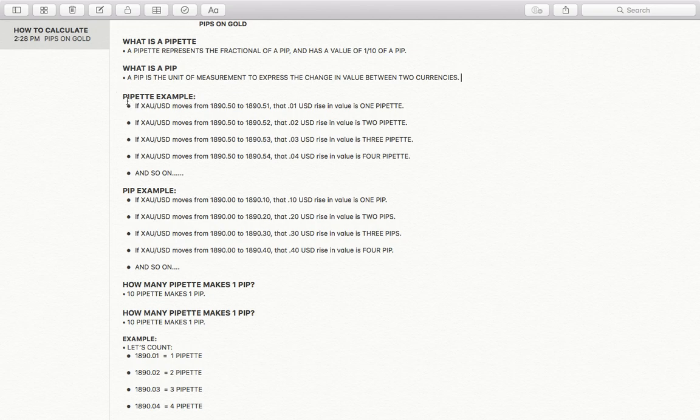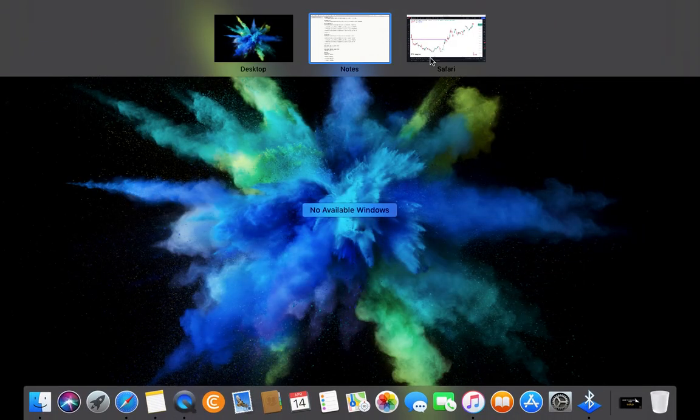A pipette example is usually like a move from 1890.50 to 1890.51. So this one difference here is a pipette on gold. As you can see, it's just one move difference. So that's what we call a pipette. So a pipette is actually that 0.01 in gold.